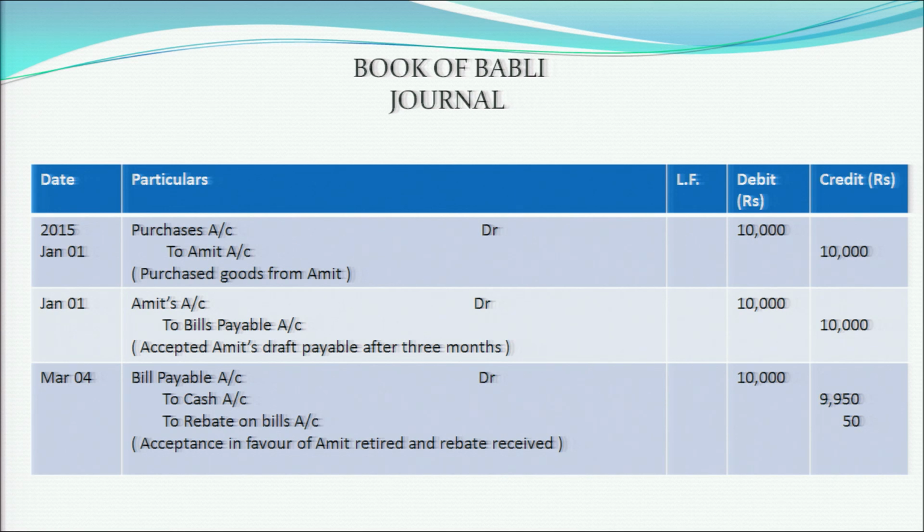So purchase account debit to Amit account. Amit account debit to bills payable account. And here he is going to do the same entry. Bills payable account debit to cash account and to rebate on bills account. Why rebate? Rebate means 50 rupees. She has got a 50 rupees rebate because she has paid the bill before maturity.